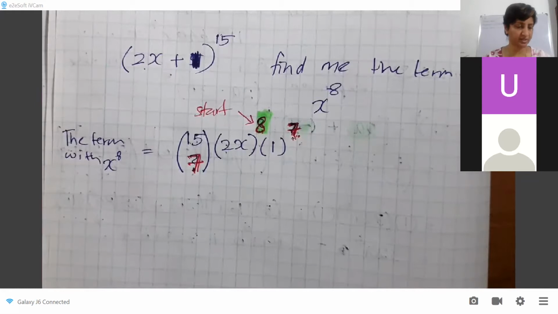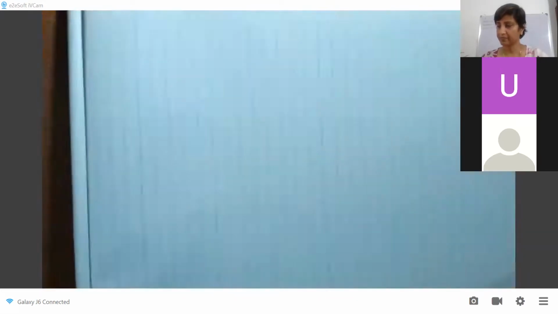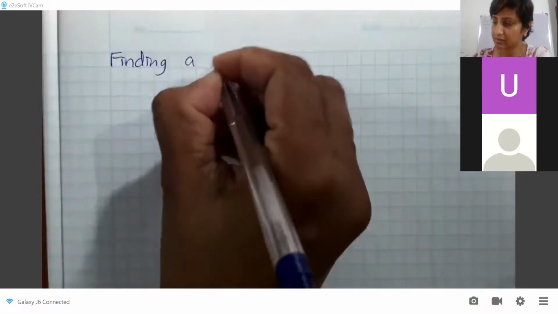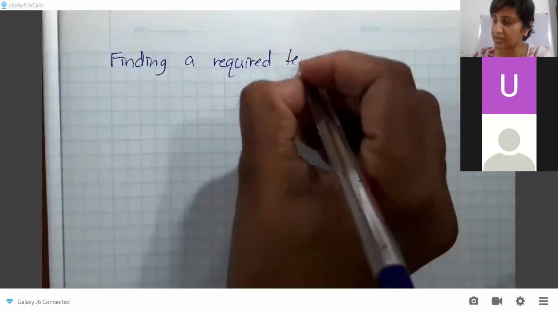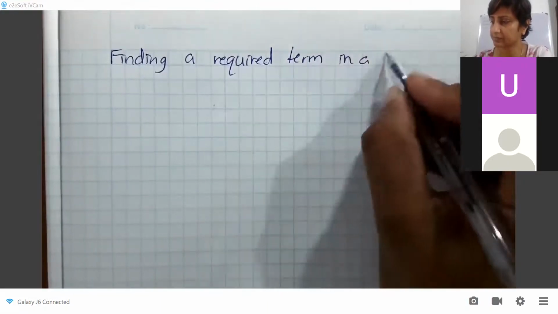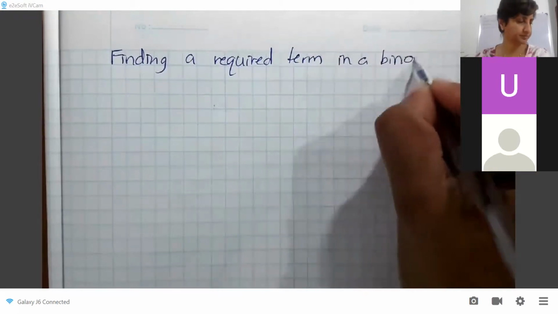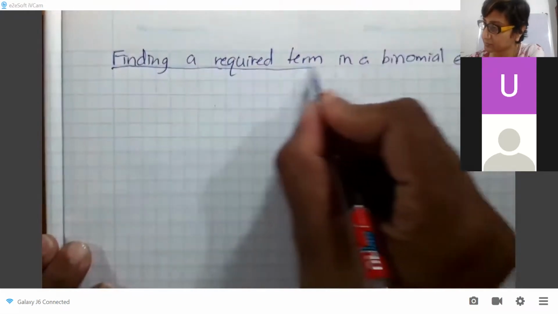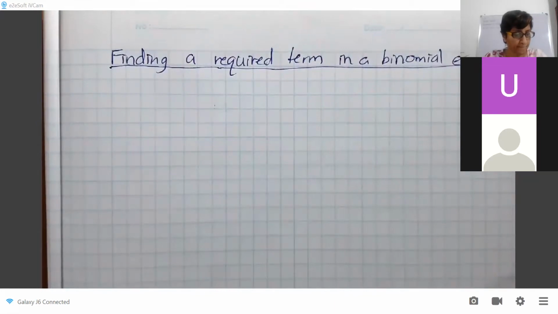Let's write this. Put a subtopic under binomial theorem. Put a subtopic: Finding a required term in a binomial expansion. A single term we are finding, a required term in a binomial expansion. Okay, let's start with that example.